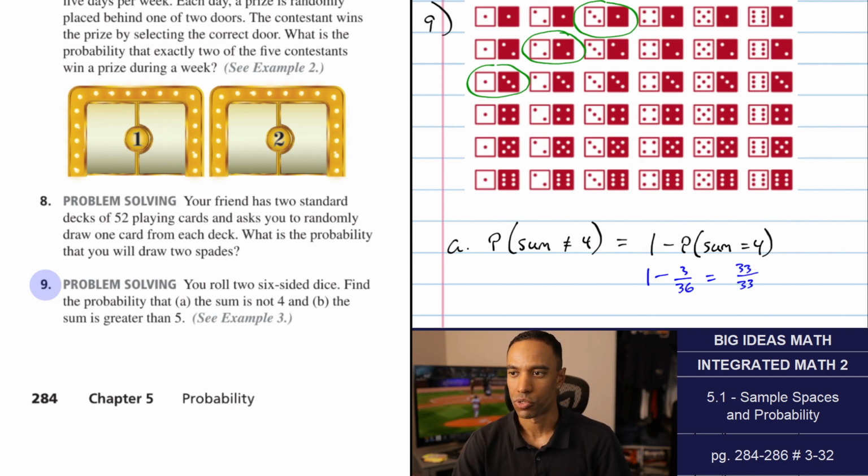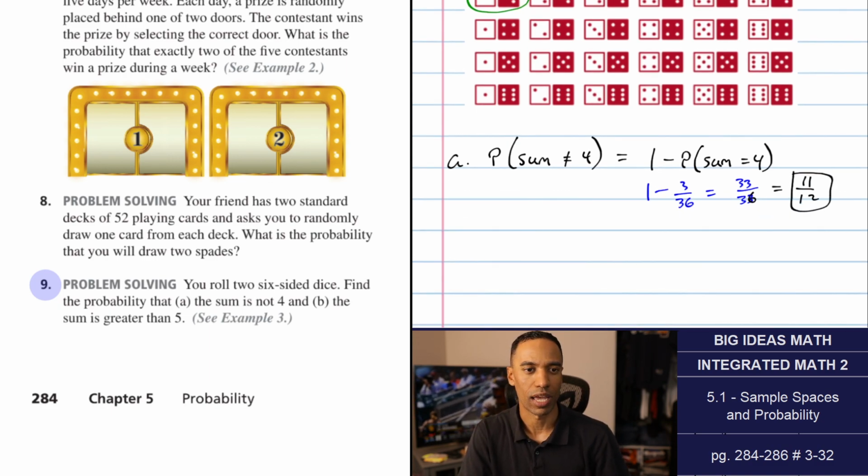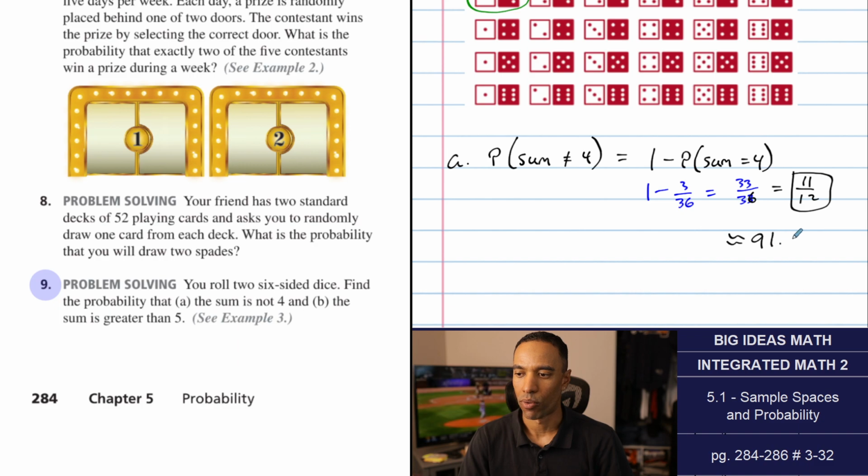33 out of 36 divided by 3 is 11 out of 12. 11/12ths chance, and of course, when it comes to percentage, it is 0.9166, so about 91.67% chance that it's not 4 as a sum.